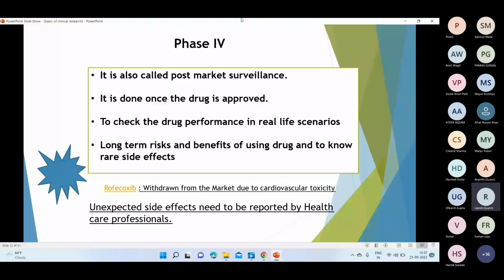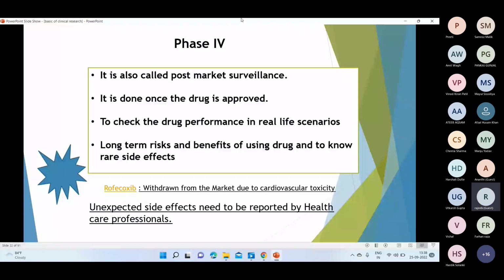So what do we do in phase 4? To know the long term risk and benefit of using the drug, and to know rare side effects, because in a clinical setting only 3000, 5000 people are there. Rare side effects occur in 1 in 10 lakh people, 1 in 1 crore people. So those kinds of rare side effects cannot be measured in a clinical trial setting. They come into the picture or become visible when the drug is given to a large number of people.